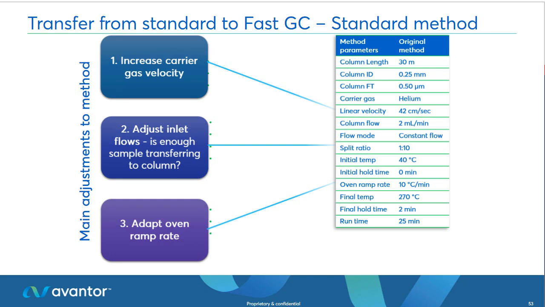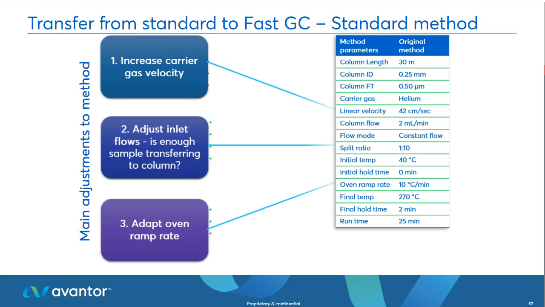Linear gas velocity is 42 centimeters per second. Column flow is 2 mL per minute using constant flow, with a split ratio of 1 to 10. And then the rest of the parameters are pretty standard, besides the final temperature, which is 270 degrees, so a little bit lower than usual. And the runtime overall is 25 minutes. So let's see how we can reduce this.